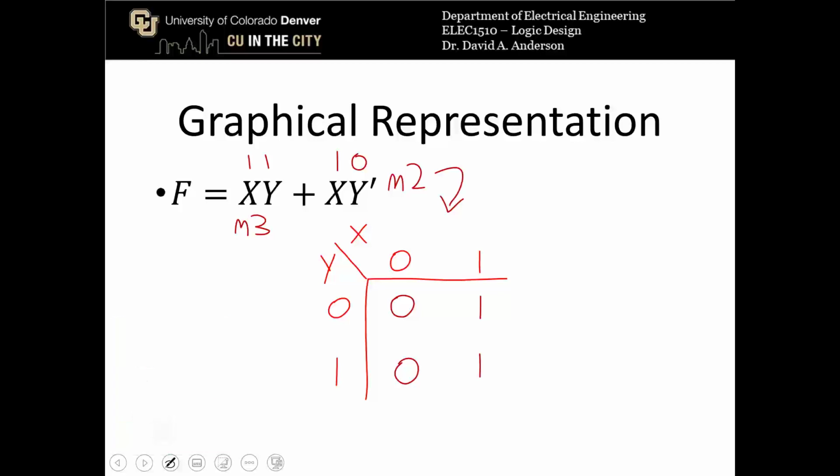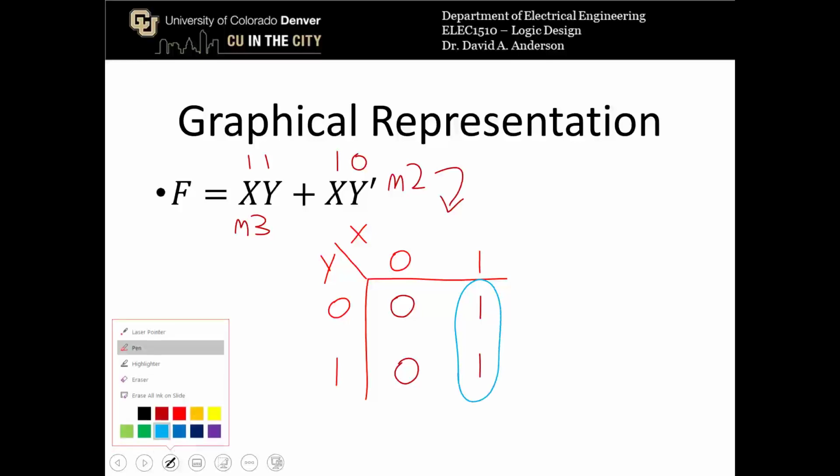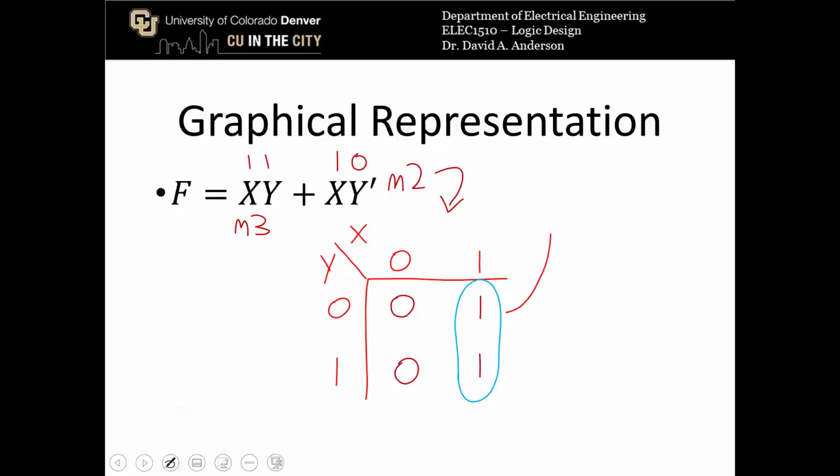Now what I want to do is circle adjacent minterms in the chart, and then I can combine them into a single term. And now how I combine them is by looking at what that bubble covers. If the bubble covers a variable and it covers both states of that variable, then that variable is not included in the term that the bubble represents.